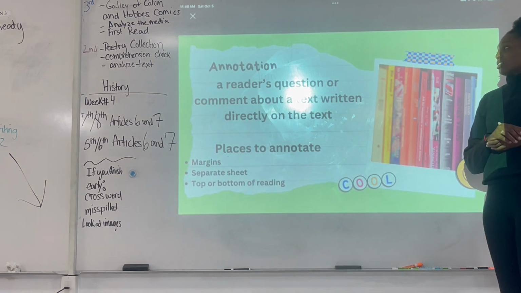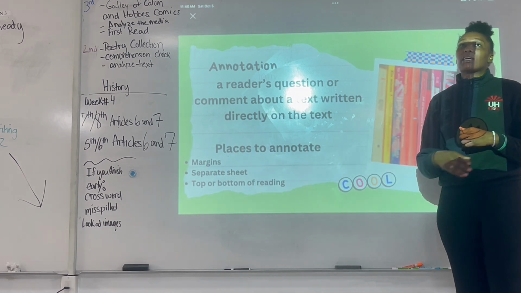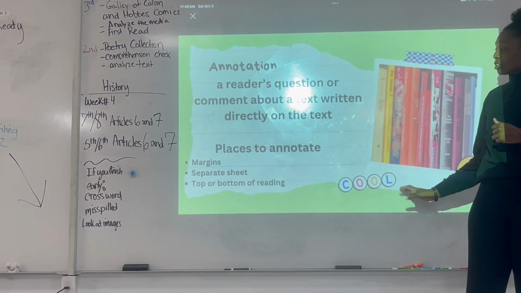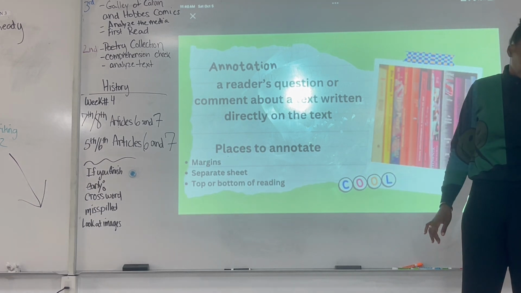First one, annotation. It's when a reader questions or comments about a text, written directly on the text. We have certain places that we can put them. We can put them in our margins, on a separate sheet of paper, or on the top or bottom of our reading.